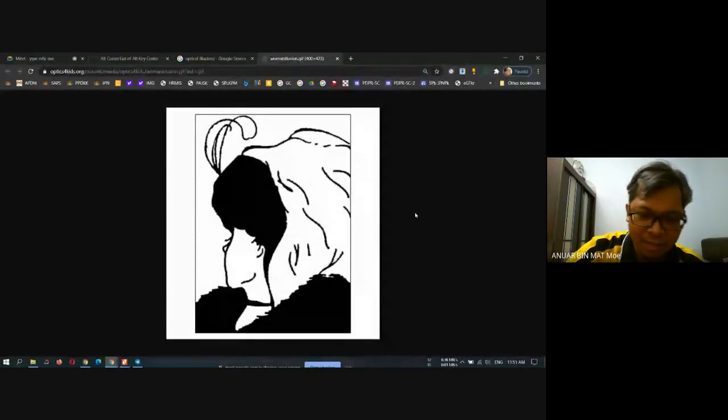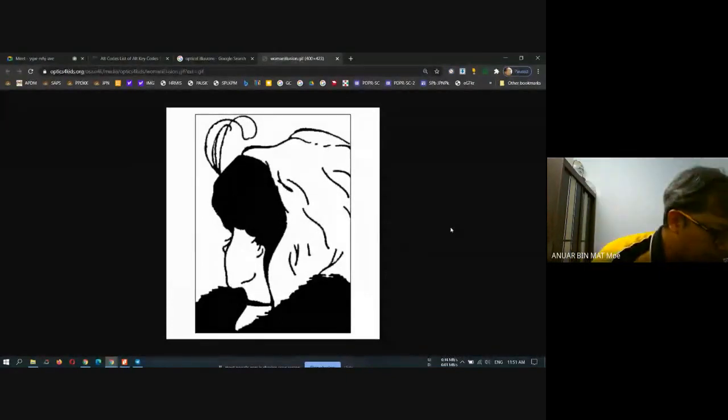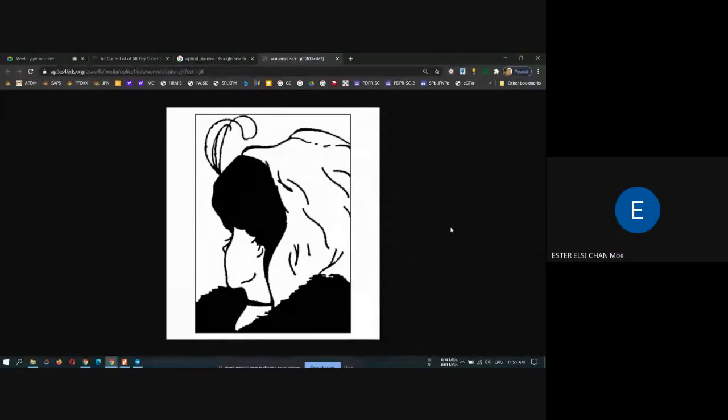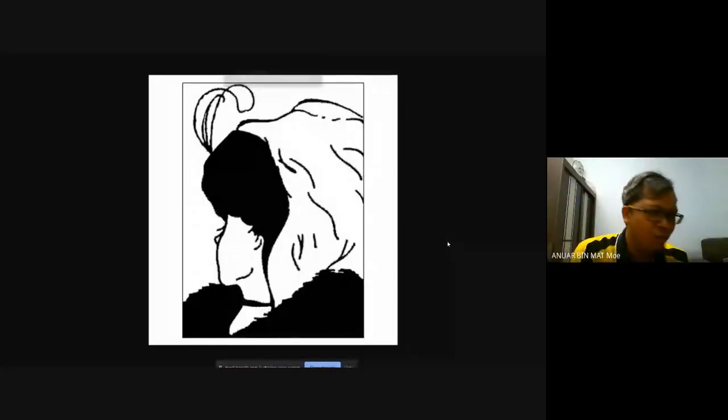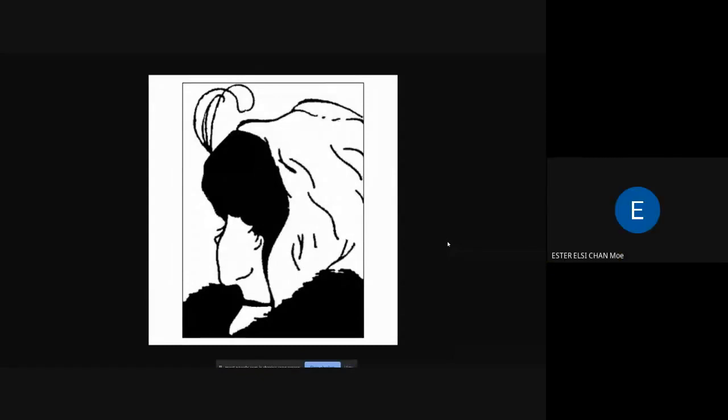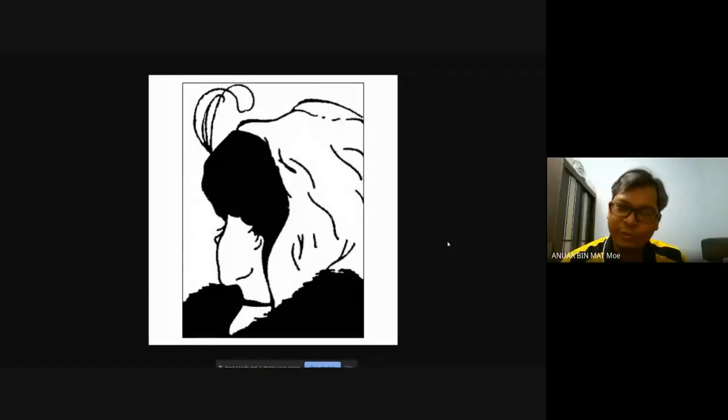Can you see the image? What picture is this? A woman. Young woman or old woman? I see a young woman. I also see a young woman. But if you ask someone else, they say there is also an old woman here. Can you identify the old woman?